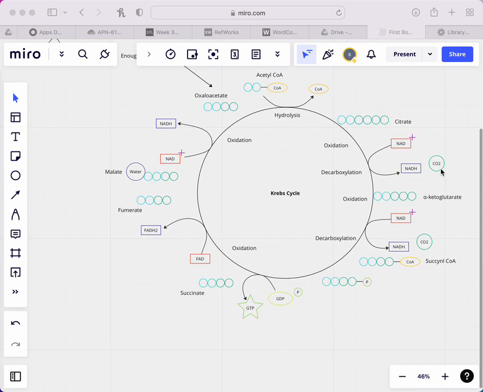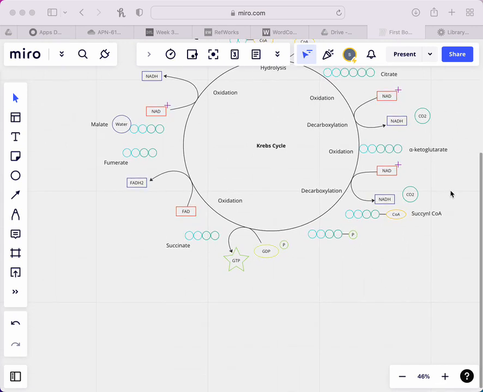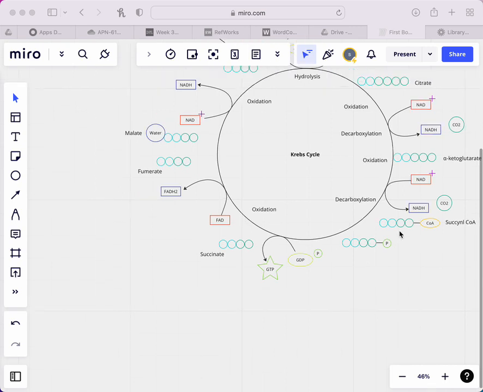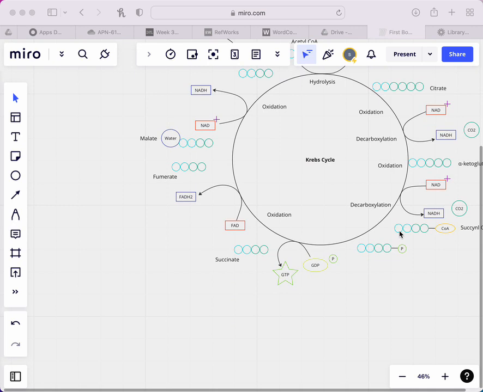Alpha-ketoglutarate is then oxidized, and again, in this transfer of electrons from NAD+ to NADH and the loss of another carbon will form a 4-carbon molecule which combines with coenzyme A, or CoA, to form succinyl-CoA. From here, this forms another molecule that has a phosphate instead of the CoA because it's pretty unstable, and that phosphate can then be combined with GDP to form GTP, which is like energy, like ATP for the cell.